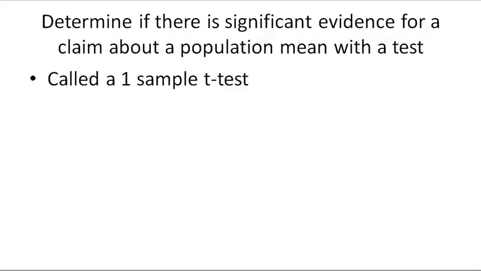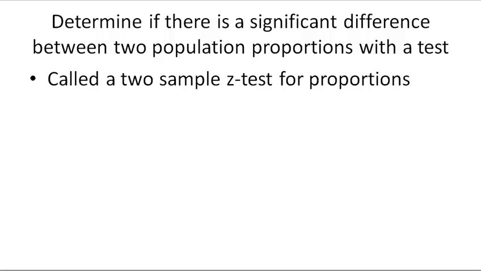Same thing here, determine if there's significant evidence for a claim about a population mean with a one sample t-test. Same idea here. Somebody claims that the true average diameter of a melon is 133 millimeters, and we're wondering maybe it's something different, like maybe it's not 133 millimeters. And then we conduct a test. We make our picture of our model, and we look for our evidence. Again, we've learned how to do all that. This is just a type of problem that you need to be ready for.